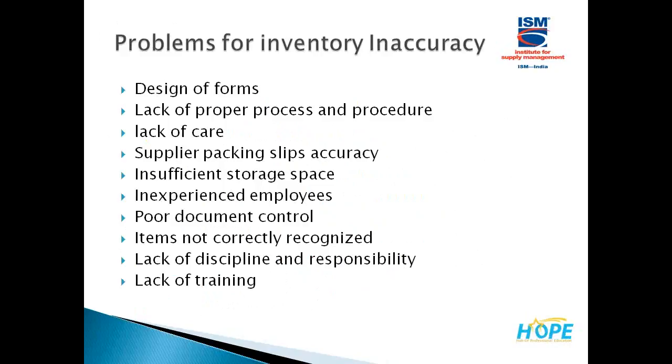Why is there a problem in inventory accuracy? Why do people find that their inventory is not matching with their system inventory? One reason is that the form designed is very complicated, or there is a lack of proper process and procedure, lack of care, or inaccurate supplier packaging slips. Insufficient storage space means you put inventory in different places, and the possibility of inaccuracy increases. Inexperienced employees, poor document controls, items not correctly recognized, lack of discipline and responsibility, and very importantly, lack of training. So if you want your system inventory to be accurate, you have to follow these steps.